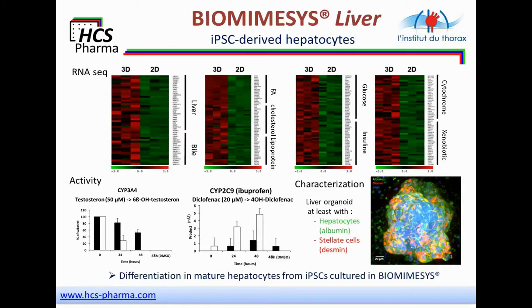And we are now characterizing the spheroids in terms of CYP activity, for example, and metabolism. I just give an example here with CYP3A4 and CYP2C9, which we see are active in the spheroids. All these results suggest that the differentiation of iPSCs into hepatocytes is great in these conditions, and so studies are ongoing in this field.